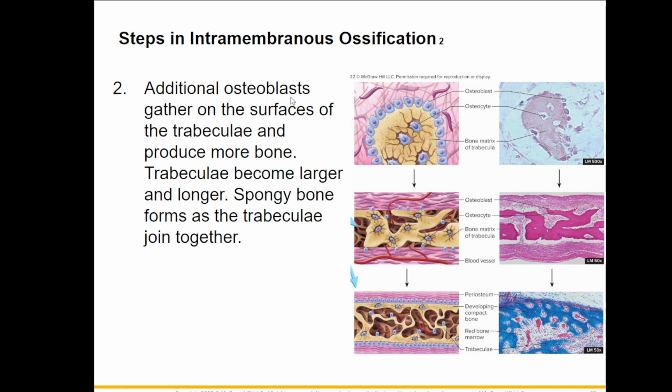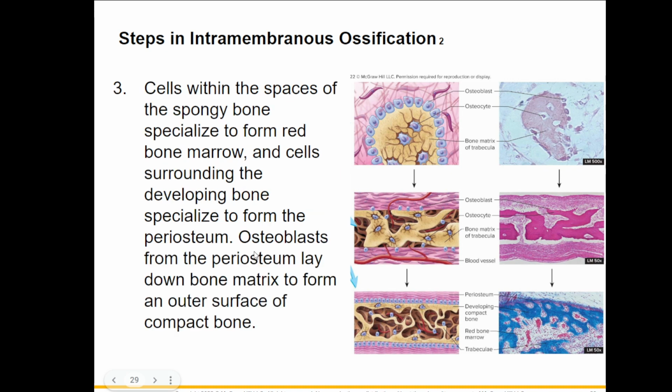As additional osteoblasts gather on the surface of the trabeculae, as you can see here, more from having only 1, 2, 3, 4, here you have a lot already of osteoblasts lining up, no? So more osteoblasts will gather on the surface of the trabeculae and will produce more bone. Thus, the trabeculae will become larger. So as you can see here, mas lumaki na yung mga spaces, no? And spongy bone will start to form as the trabeculae join together.